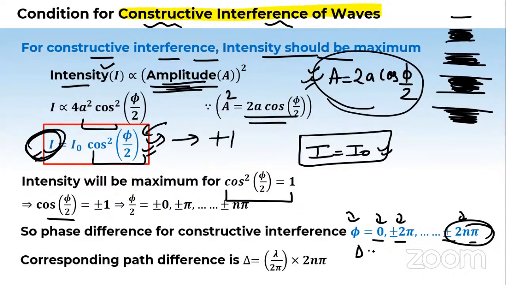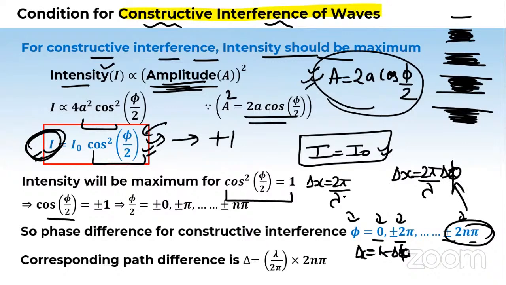Corresponding path difference, if you'll see, it's k delta x. Delta x equals, where k is 2 pi by lambda. Del phi is this. So put here del phi equals 2n pi.